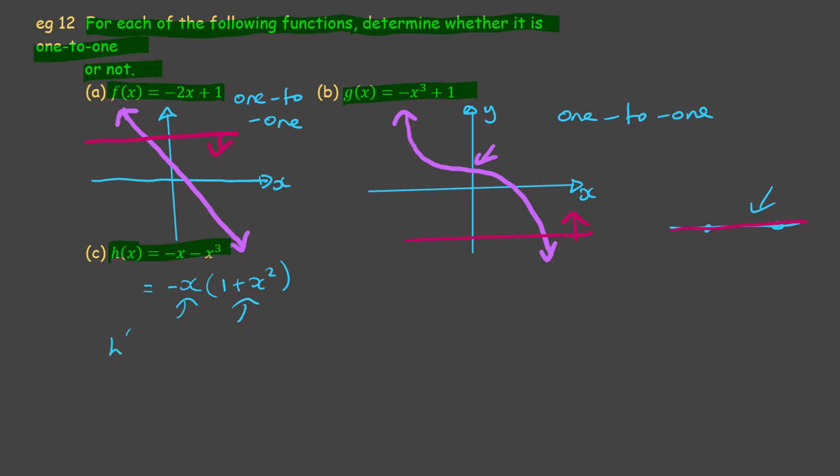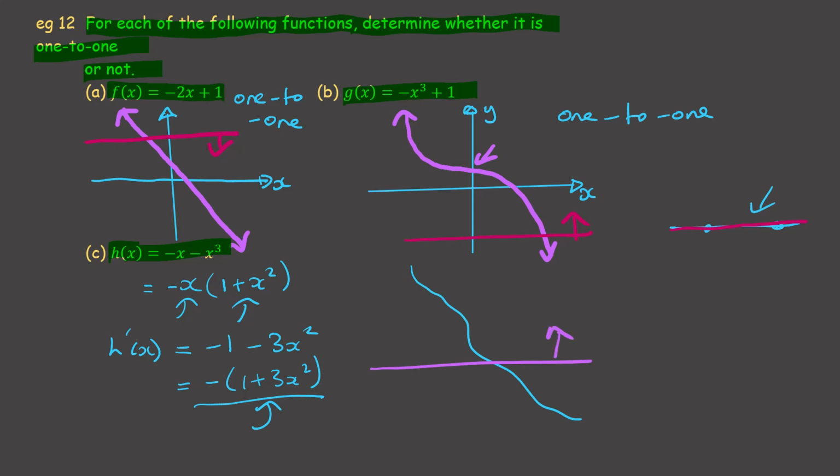One way we can tell with this is to differentiate. We're going to look at this again shortly. And if we do that, that's negative 1 take 3x squared, which is negative 1 plus 3x squared. Now, if you look at what's in the bracket, that has to be positive. So overall, this has to be negative. So we're looking at something where the gradient is always negative. I'm not saying it's going to look like that. But if the gradient is always negative, it can't turn back up. And therefore, any horizontal line is going to cut once only. So this one also is 1 to 1.